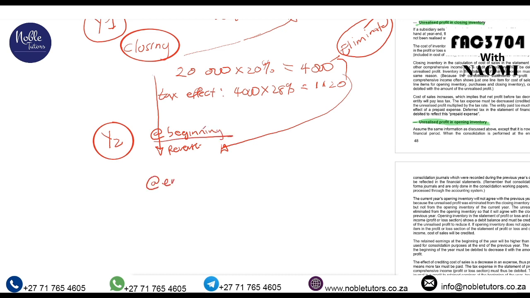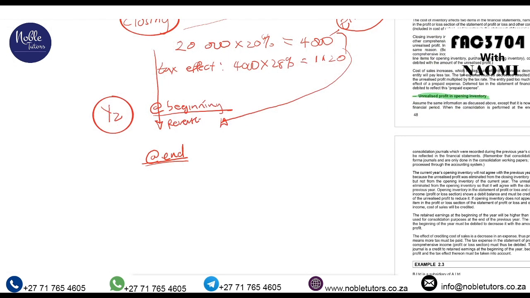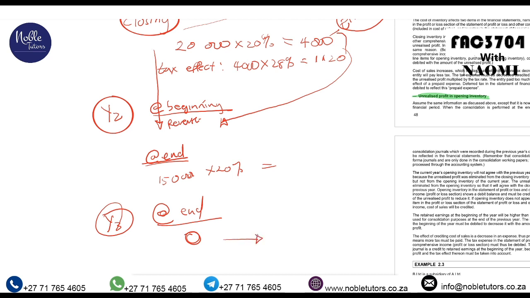Then at the end of the year, I check the new balance. Say for example, we had 20,000 last year. This year, of the items that we purchased from company A, we sold 5,000 outside the group, like to clients, customers, just outside the group, and we are only left with 15,000. Okay, so I'm going to eliminate 20% of the 15,000 and do the tax as well. Okay, and then in year three, for example, I am left with zero at the end. Remember, I'll reverse at the beginning. At the end, there is no amount, so there's no more elimination.